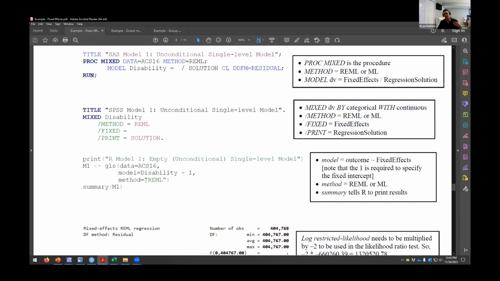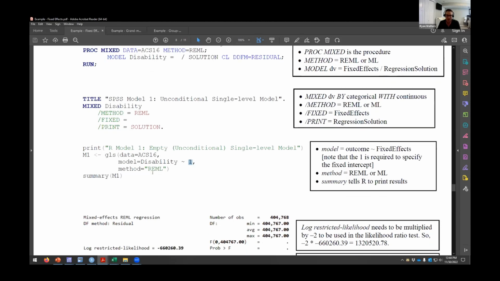SPSS follows much of the same thing, mixed disability, method equals REML, and then we want to print those fixed effects. When we get to the multi-level model in R, we are going to use the lme4 package. lme4 cannot estimate the model without a random component, so I had to kind of move back to GLS. So specifying our data, model equals our outcome, and then tilde 1. This 1 actually represents the fixed intercept. And the method equals REML, and we're going to ask for a summary of that.